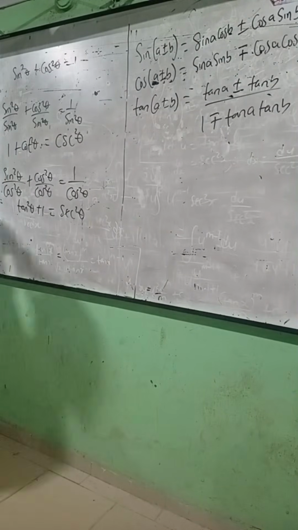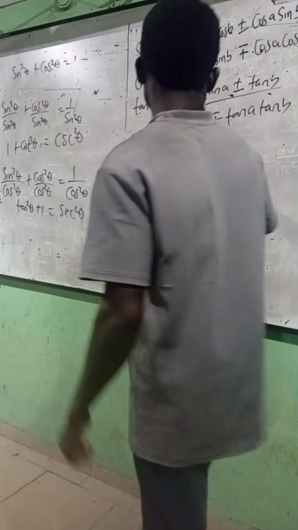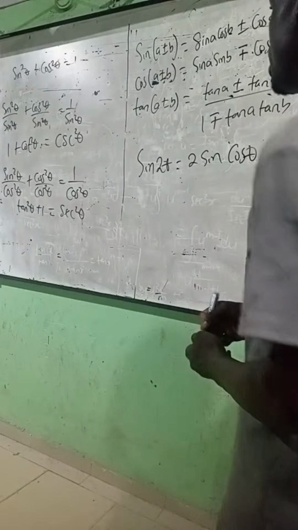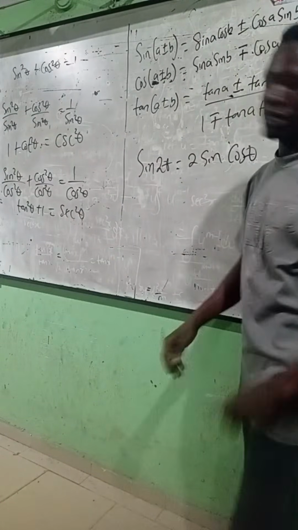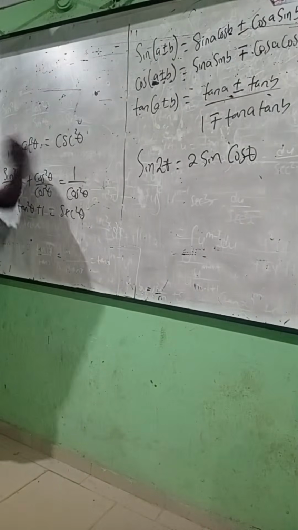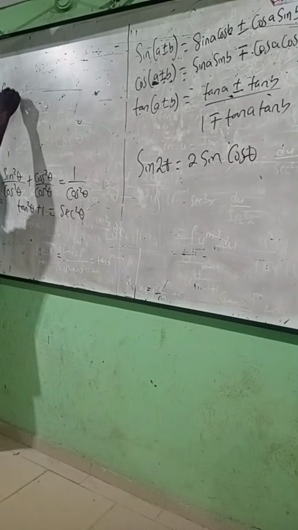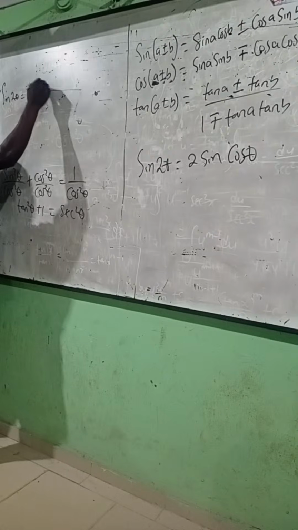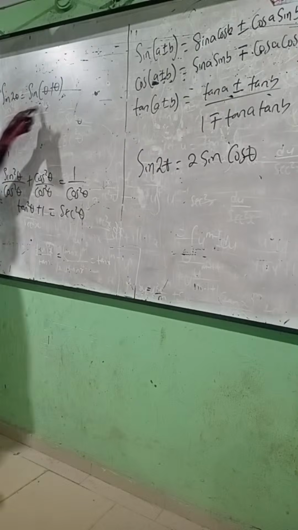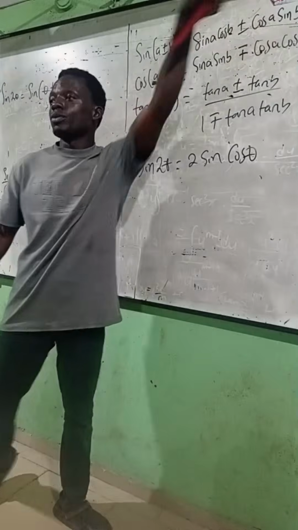Now, other identities, now we begin to generate them. How do we derive sin 2 theta equals 2 sin theta cos theta? Now we are going to prove it using these identities. Sin 2 theta can be written as sin of theta plus theta, since theta plus theta is 2 theta. So I can replace A and B with theta and theta.